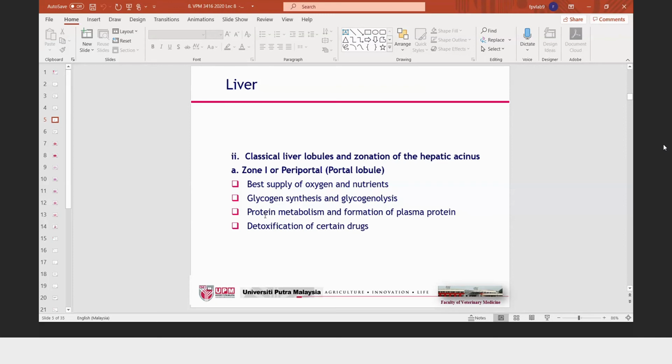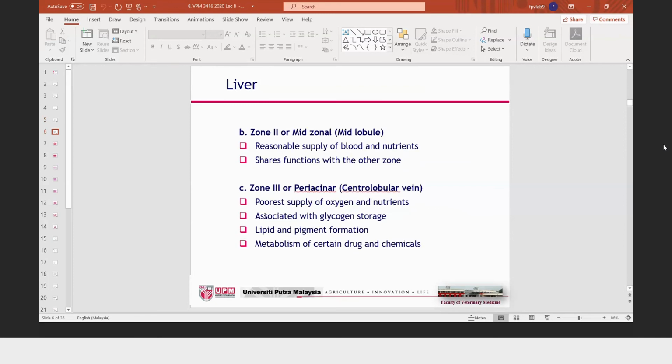Then we have what we call zone 2 or mid-zonal. We call it mid-lobule. In this case, they are responsible for supply of blood and nutrients, but share the functions of zone 1 and zone 3. While zone 3, pre-acinus, or previously known as central lobular vein, has the poorest supply of oxygen and nutrients, and is associated with glycogen storage, lipid and pigment formation, and metabolism of certain drugs.